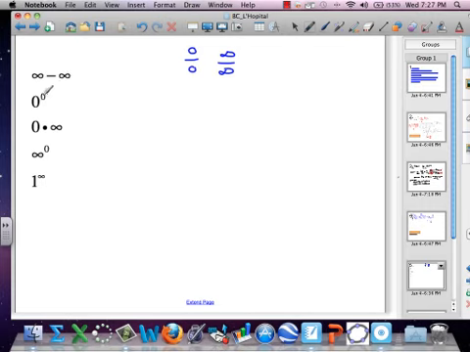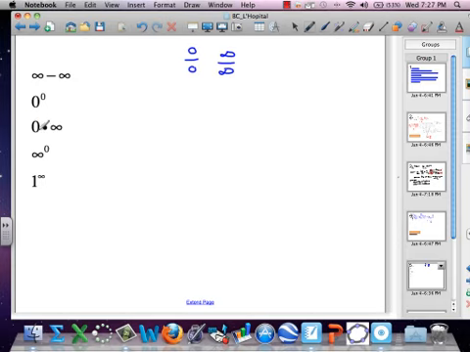0 to the 0 is indeterminate. Now, why is that? 0 to any number is 0, as long as that number is not 0. And any number to the 0 power is 1, as long as the base isn't 0. So here you have kind of a battle. How small is the base? How small is the exponent? They have a little fight. We don't know what that comes out to be. Lots of things can happen.